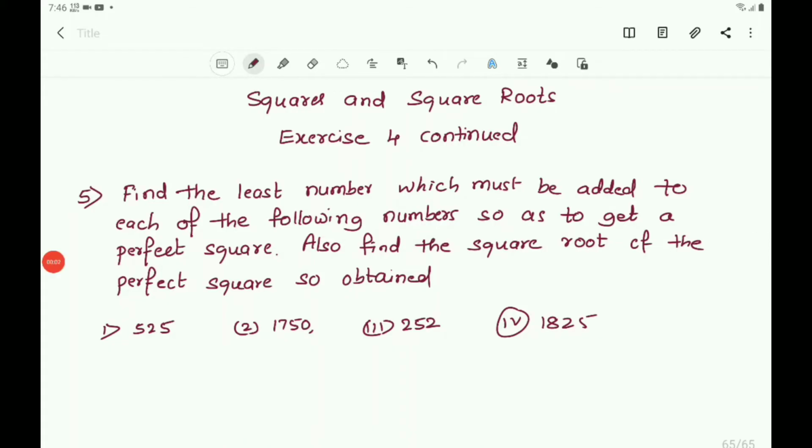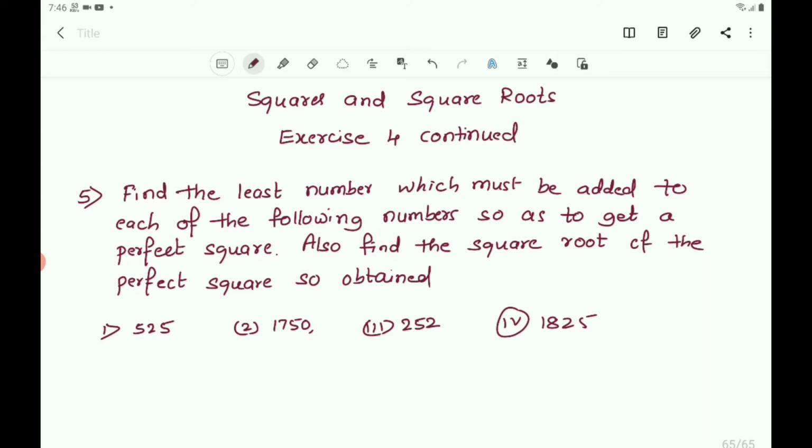Dear students, it is a continuation of the chapter Squares and Square Roots. Now let us continue Exercise 4 of the chapter, that is the fifth question. What is that fifth question? Find the least number which must be added to each of the following numbers so as to get a perfect square. Also find the square root of the perfect square so obtained.